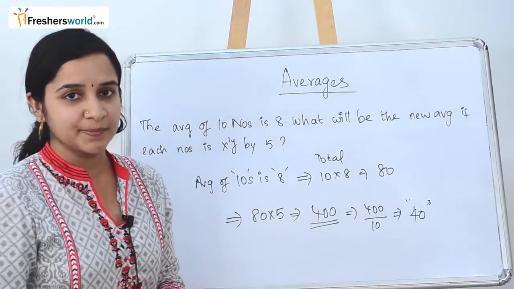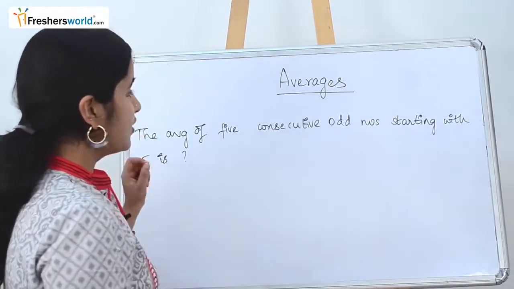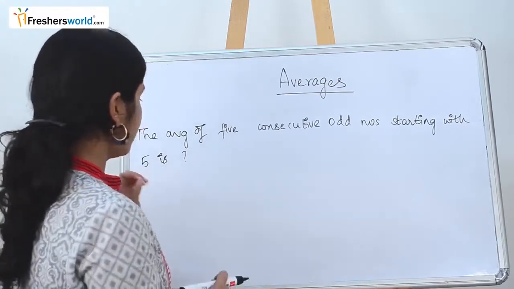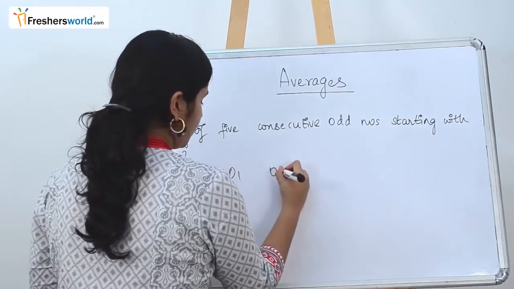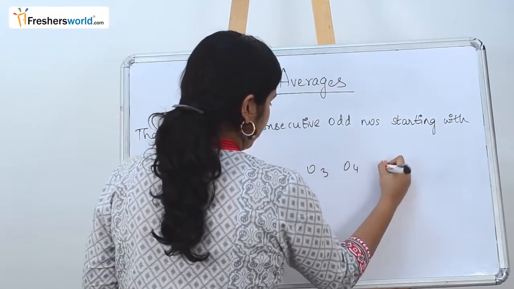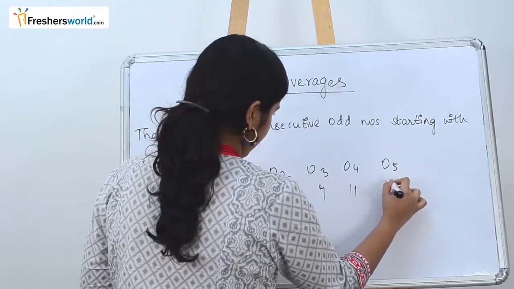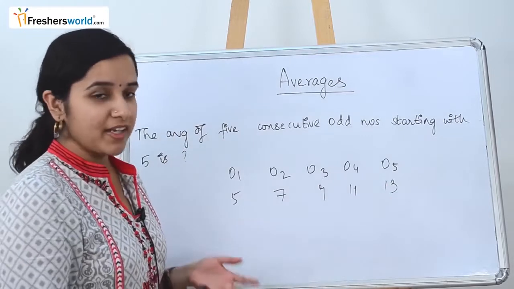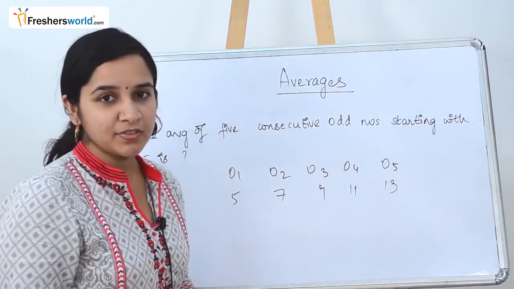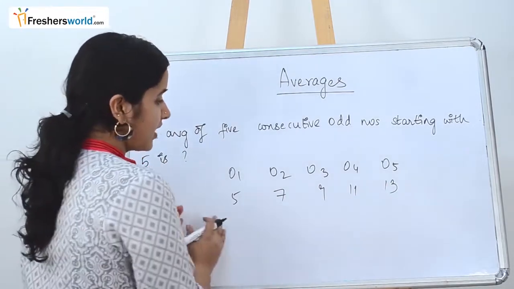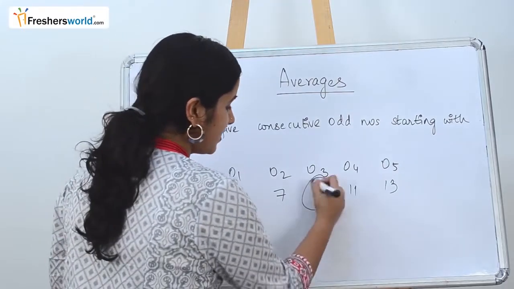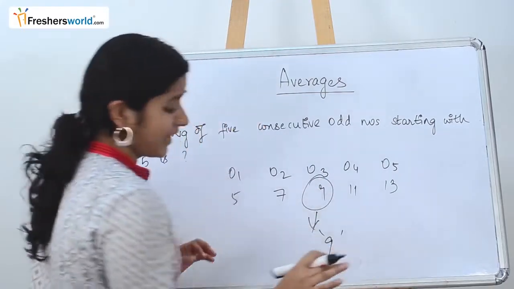Let's go to another sum. The next question is the average of 5 consecutive odd numbers starting with 5. So it's 5, 7, 9, 11, 13. Instead of adding all these and dividing by 5, if you have seen our first video, we told a trick: for consecutive numbers, the middle number is always the average. So you can directly write it as 9.